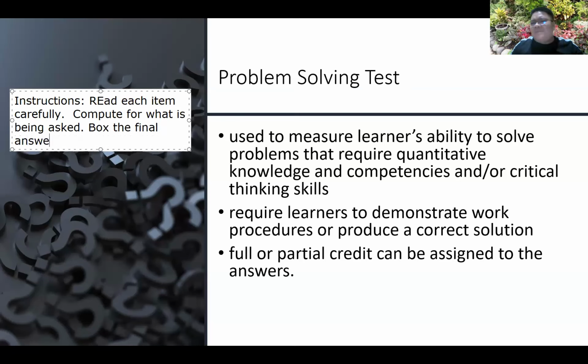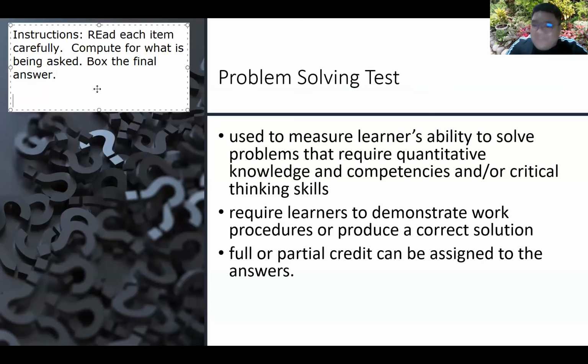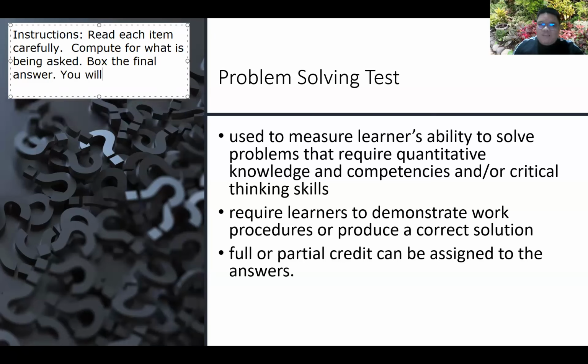Ako, class, when I started making assessment in mathematics, always ko talagang sinasabi, box the final answer. Because experience would tell me that it is very difficult to check and to identify where the final answer is kapag hindi mo pinapabox sa student. Okay? So dapat kasanayin nyo sila na binabox nila yung final answer. Now, dapat sabihin nyo, you will be graded as follows.